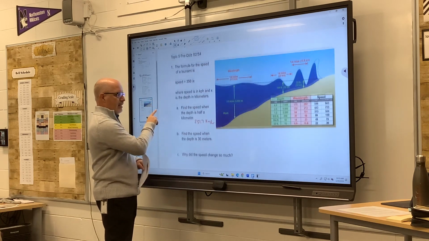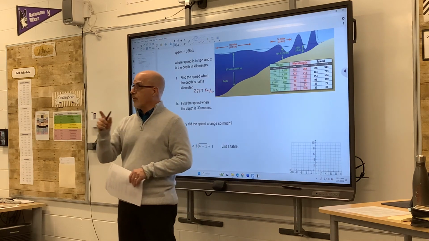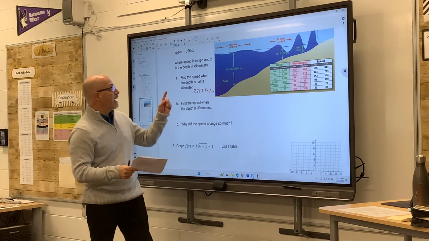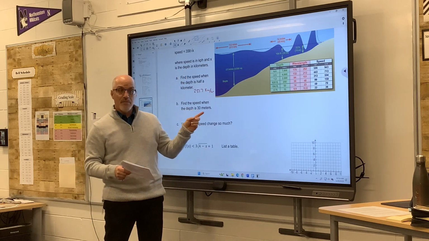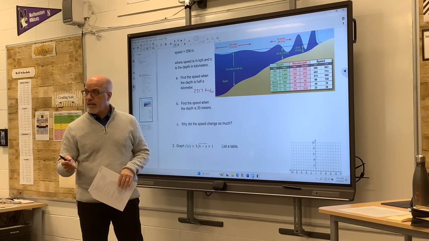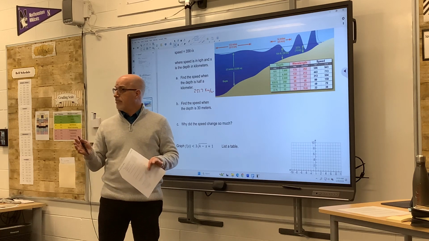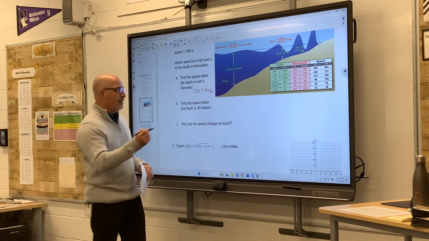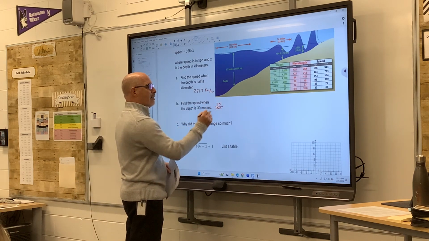The next one, 30 meters, you've got to turn it into kilometers. This is a big point for the application problems. You have to make sure you recognize that it says the depth is in kilometers, but this tells us the depth is in meters. So you have to convert that into kilometers. How many meters in a kilometer? You guys know? 1,000, kilo, 1,000. So you just do 30 divided by 1,000 to get that input.